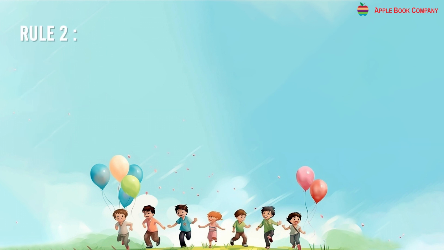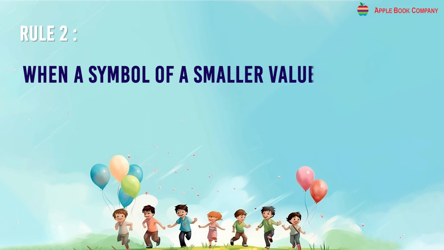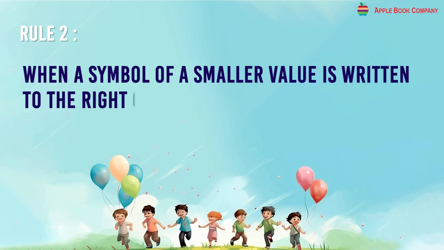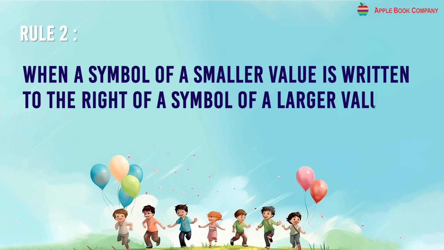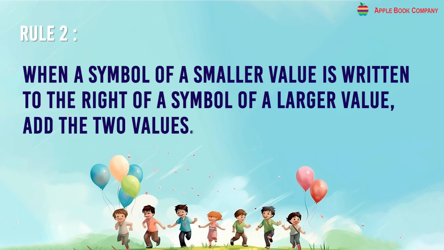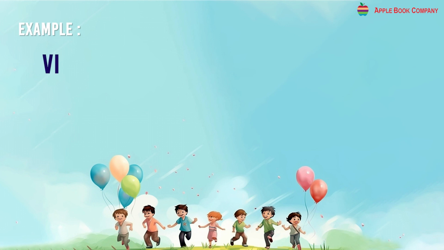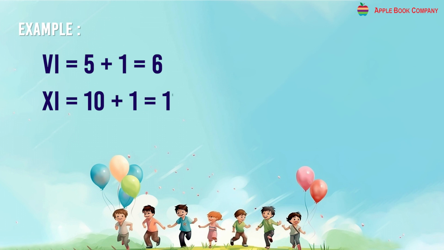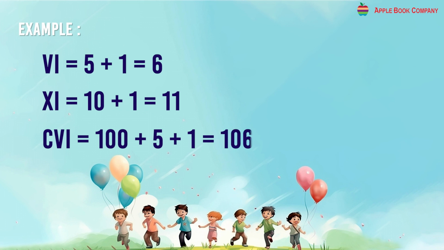Rule 2. When a symbol of a smaller value is written to the right of a symbol of a larger value, add the two values. Example, VI, which is 5 plus 1 is 6. Similarly, in next example, XI is 10 plus 1, which is 11. Next example, CVI. 100 plus 5 plus 1 is 106.